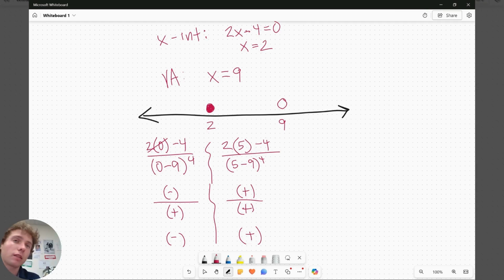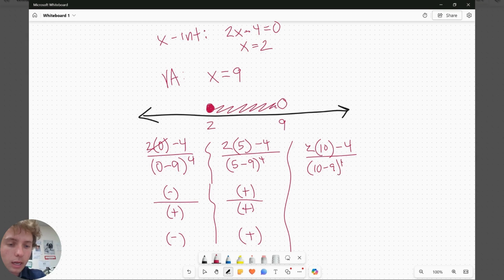That's what we wanted. We wanted the values greater than 0. Between 2 and 9, that would satisfy this equation. You can shade in between those two spots. Next thing, check a value to the right of 9. Maybe you choose a value of 10 to see what that gives you. 2 times 10 is 20, minus 4, that would still be positive. On the bottom, 10 minus 9 is 1. To the 4th is still positive, so that entire thing to the right of 9 is positive. That means it's going to go to the right forever and be above.